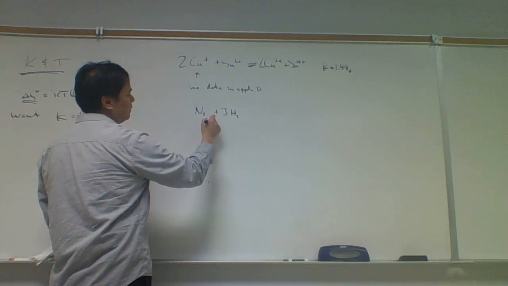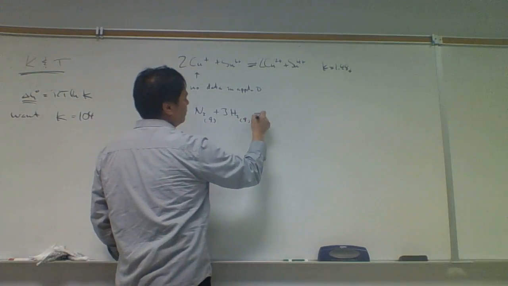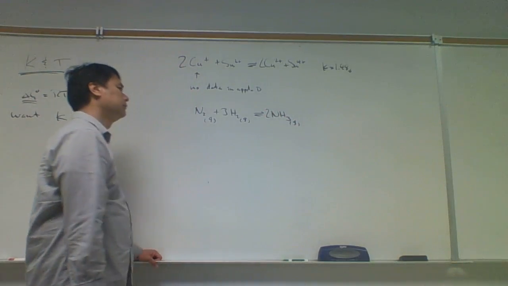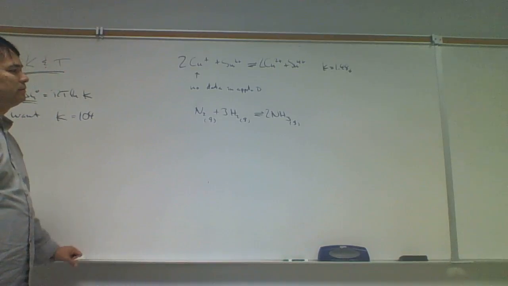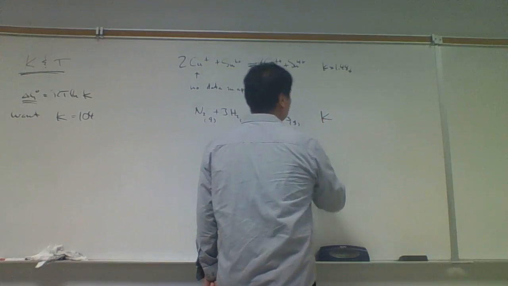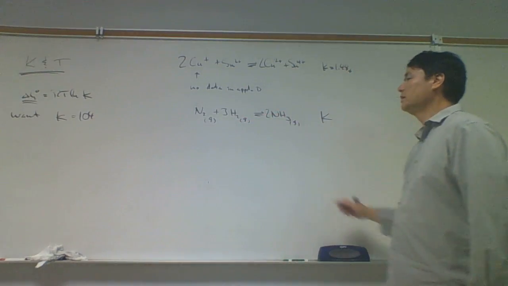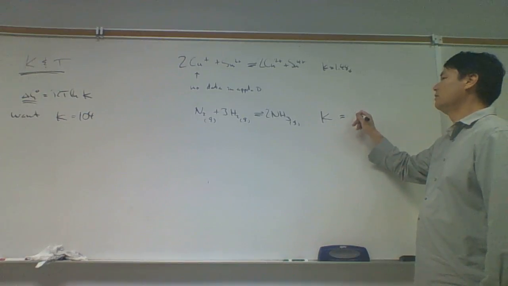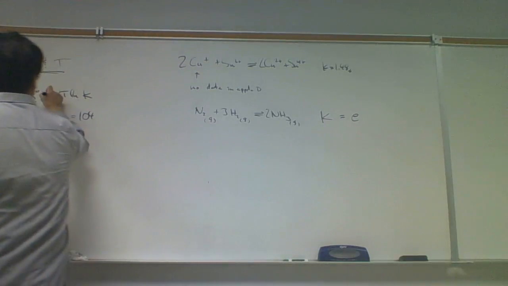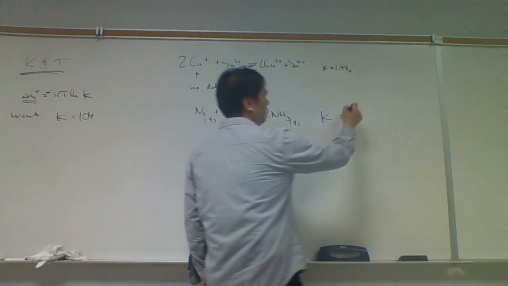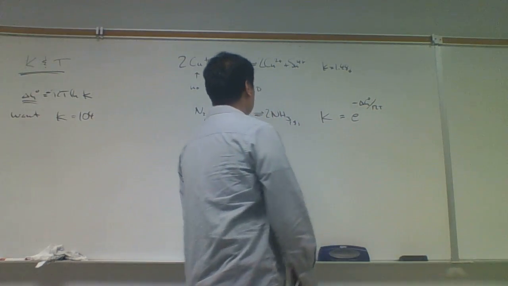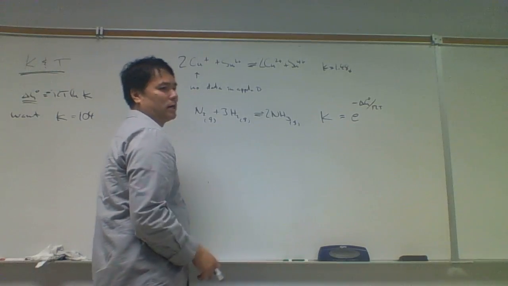Let's try this. If I go with nitrogen and hydrogen gas, reacting to form ammonia. This will be ammonia gas here. And let's figure out what the K value for this reaction is. I want the K. And so I could rearrange this equation over here and then just get my K value is going to equal e to the minus delta G naught over RT. And so I've just got to figure out what delta G naught for this reaction is.